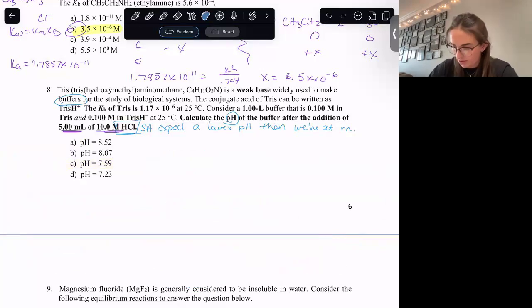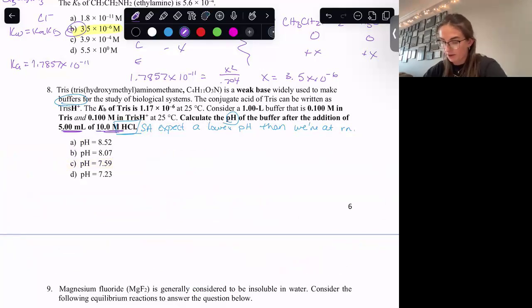you can see a couple notes that I've already made. Tris is a weak base widely used to make buffers for the study of biological systems, and the conjugate acid of tris can be written as tris H plus, and the Kb of tris is 1.17 times 10 to the negative 6 at 25 degrees Celsius. You want to consider a 1 liter buffer that is 0.1 molar in tris and 0.1 molar in tris H plus. Calculate the pH of the buffer after the addition of 5 mL of 10 molar HCl.